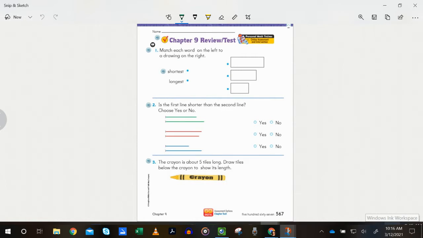Number 2, look at the green streams. Is the first line shorter than the second line? Pick yes or no. Look at red. Is the first line shorter than the second line? Pick yes or no. Look at the blue. Is the first line shorter than the second line? Pick yes or no.